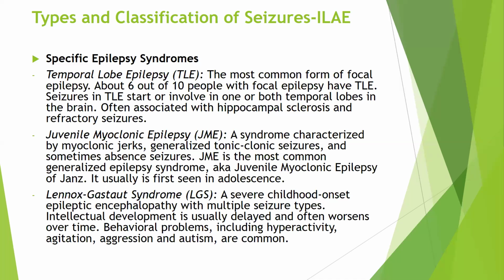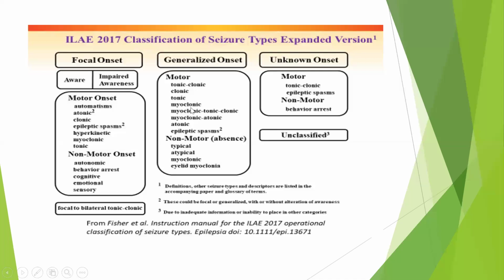Behavioral problems, especially including hyperactivity, agitation, aggression, and autism, are common in LGS. Okay, so this is just to remind us. It's taken from the instruction manual of the International League Against Epilepsy in 2017. It classifies epilepsy into three: focal onset, generalized onset, and unknown onset. And this is just a diagram to illustrate some of the things I've talked about earlier on.